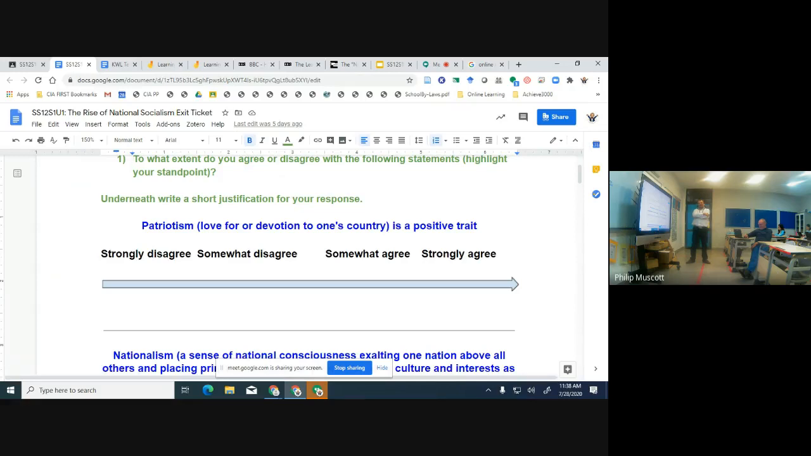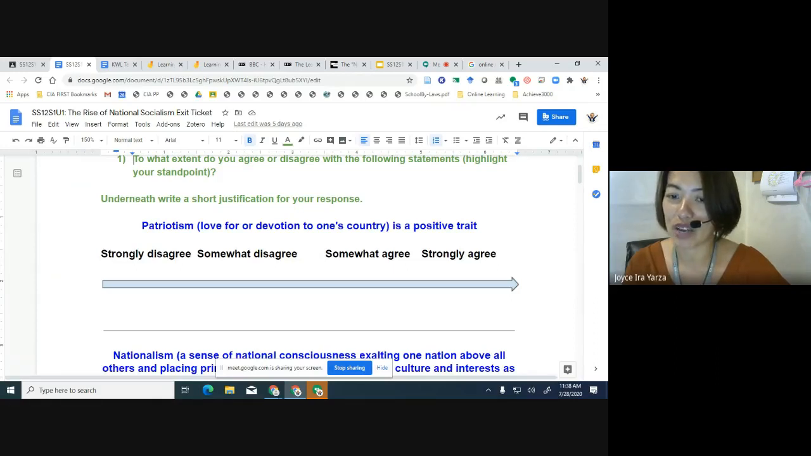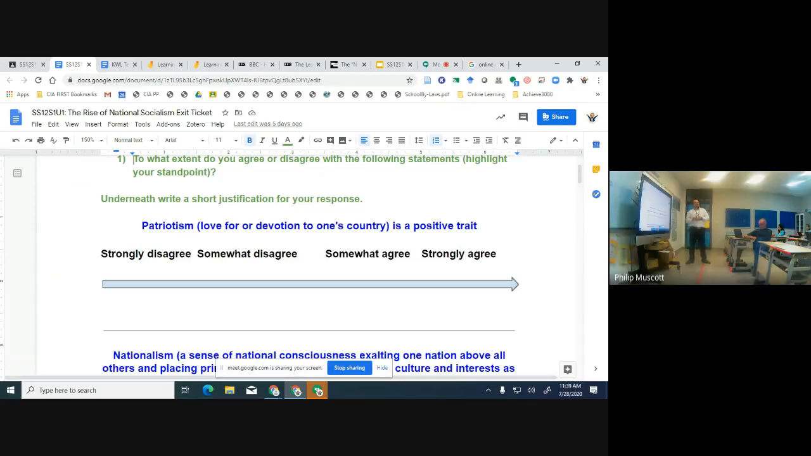Somewhat agree. Can you just give us a short justification of that? I think we need to have a clear definition of what patriotism is all about, because sometimes patriotism could be positive or negative depending on the rulers' or the leaders' perspective of what they want to do with the country and the citizens living in it. So am I right in saying that if a leader of a country has bad intentions, then patriotism is also negative? Yes, that is correct. Wonderful.